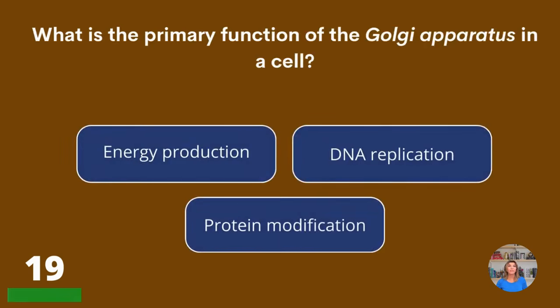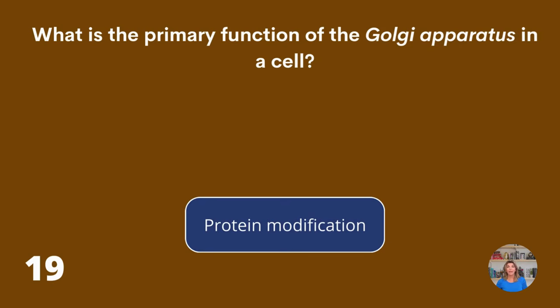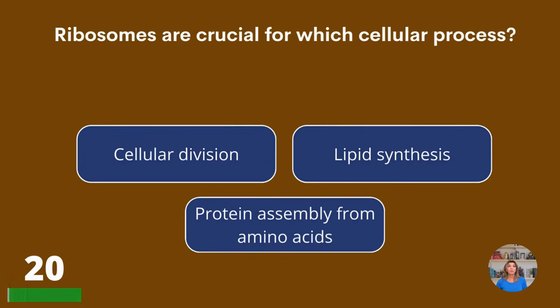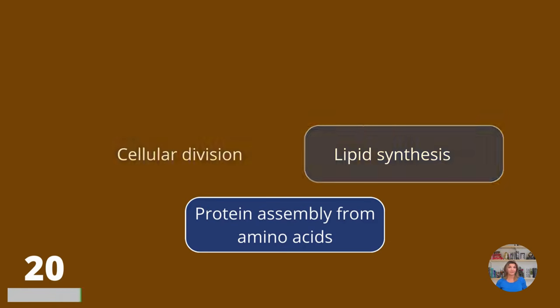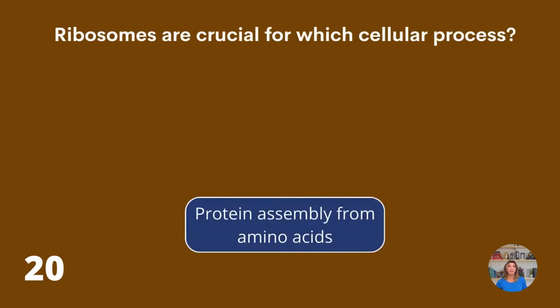What is the primary function of the Golgi apparatus in a cell? Energy production, DNA replication, or protein modification? Protein modification. Ribosomes are crucial for which cellular process? Cellular division, lipid synthesis, or protein assembly from amino acids? Protein assembly from amino acids.